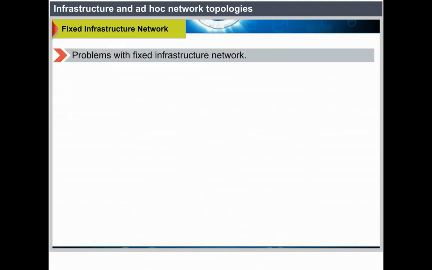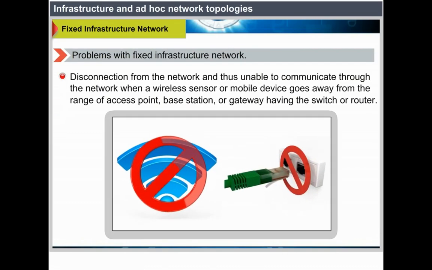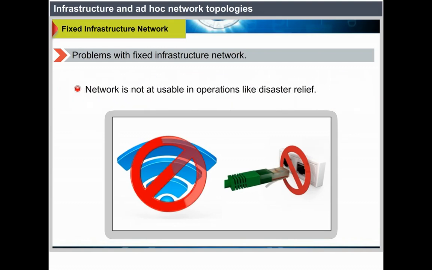Problems with fixed infrastructure network. Disconnection from the network and thus unable to communicate through the network when a wireless sensor or mobile device moves out of the range of access point, base station or gateway having the switch or router. Network not usable in operations like disaster relief.